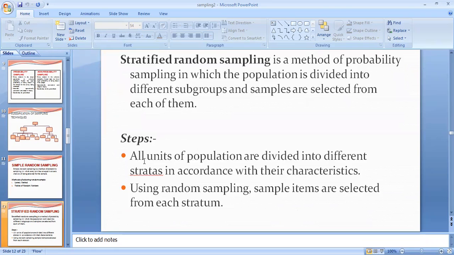First step, all units of the population are divided into different strata in accordance with their characteristics. First of all, classification by characteristics, then using random sampling, sample items are selected from each stratum.